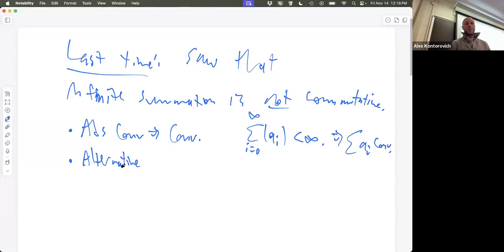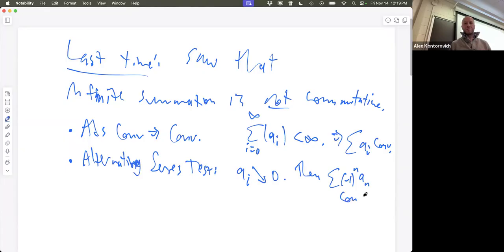And then we did the alternating series test, which says if you have a sequence a_j going down to zero, it has to be antitone and have limit zero, then the alternating series converges. Not necessarily absolutely.